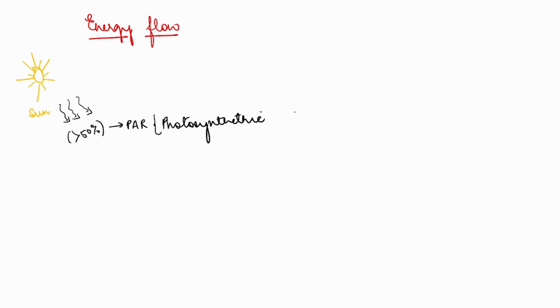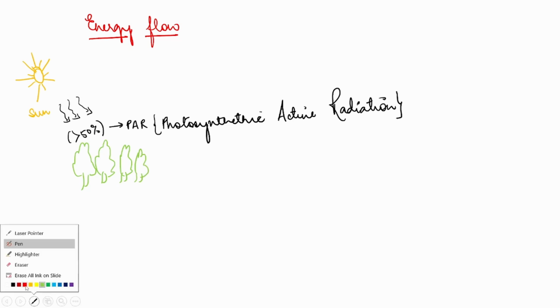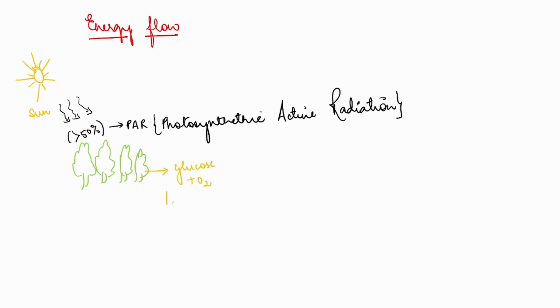You all know the sun is the ultimate source of energy, right? So this is the sun here. These sun rays fall on earth. Out of 100%, less than 50% will be utilized by plants for photosynthesis. That is what we call PAR, photosynthetically active radiation, right? These green plants absorb sun rays, which is less than 50% of total sun rays, and utilize this to produce glucose and oxygen, or you can say they produce food.